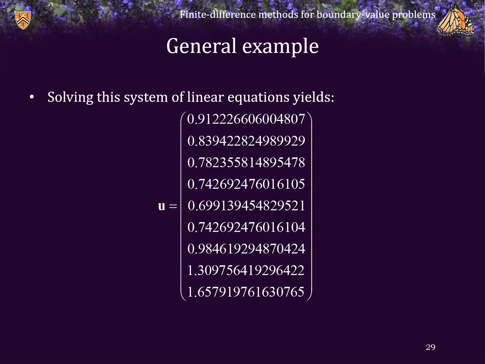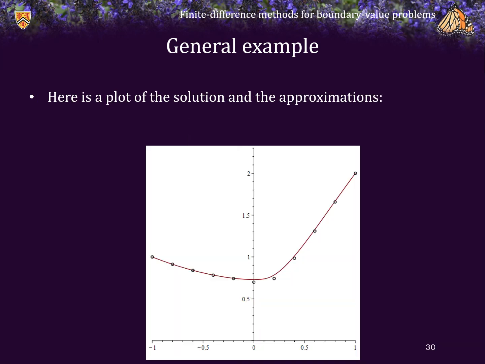Solving this system of linear equations yields these points, and so, for example, the fourth entry is the approximation of the solution at x equals -0.2, and that last entry is our approximation of the solution at 0.8. Now here is a plot of the actual solution and our approximations at the points going from -0.8 all the way up to 0.8, and you can see it's not ideal, but it's not unreasonable either. And making h smaller, that is, including more points, would give us a better approximation. And given the fact that we only have 9 points, this isn't actually that bad.